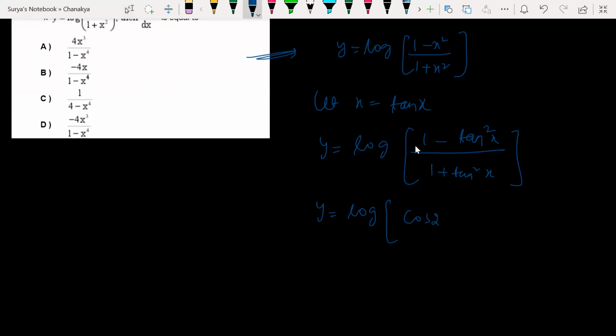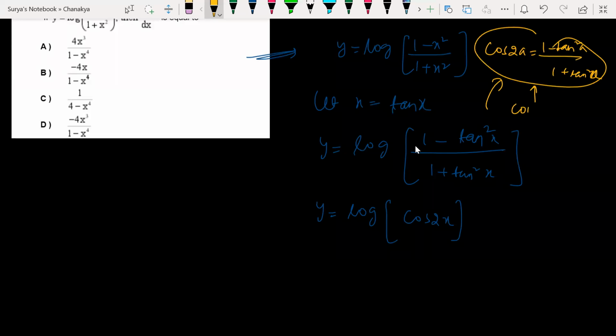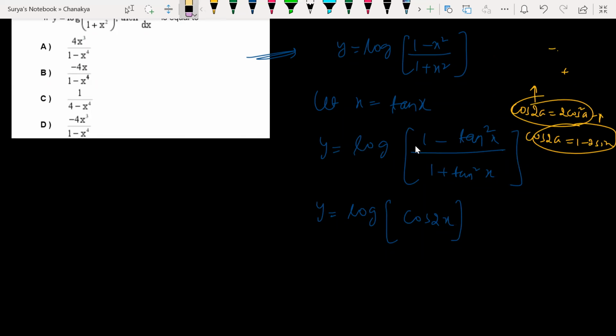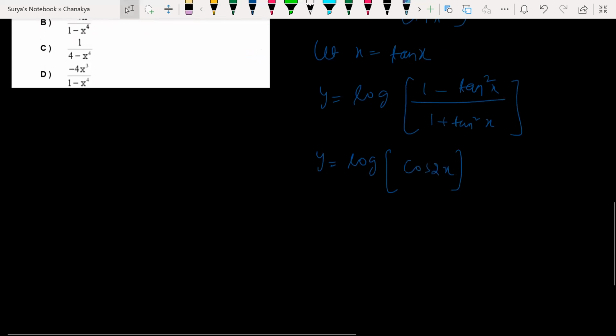Can I write cos 2 theta? This formula is in terms of tan. Cos 2a formula, I told you in the trigonometry chapter. Cos 2a gives me 1 minus tan square a by 1 plus tan square a. In terms of cos, I'll get 2 cos square a minus 1. In terms of sine, 1 minus 2 sine square a. These are the 3 important formulas for cos 2a. Please go and refer to the trigonometry chapter. Very important.